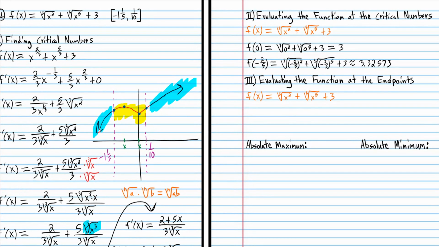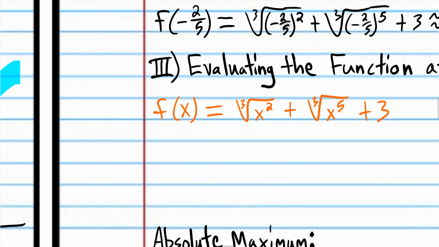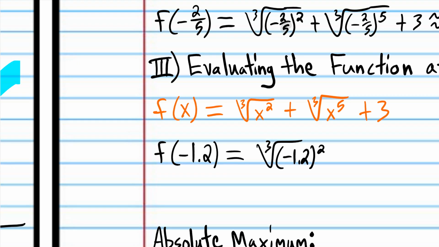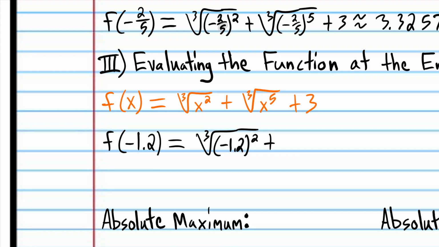But we have to compare those y values with the y values of the endpoints. That's what our theorem tells us. We have to check the endpoints also. So the x values of the endpoints are these bounds here. So we have to plug in negative 1 1/5. And instead of writing negative 1 1/5, I'm going to write negative 1.2, because in upper mathematics you don't really use mixed numbers much, because they're inconvenient.